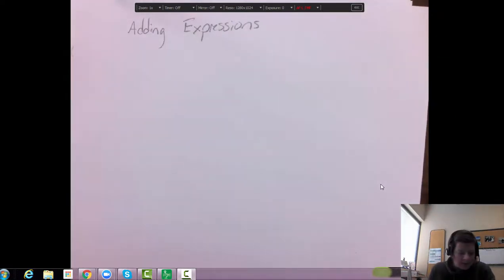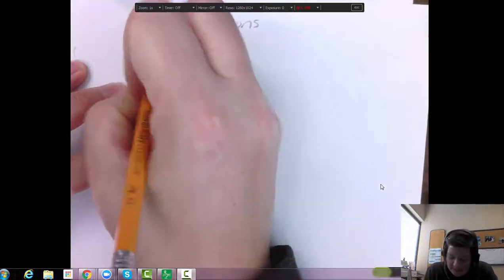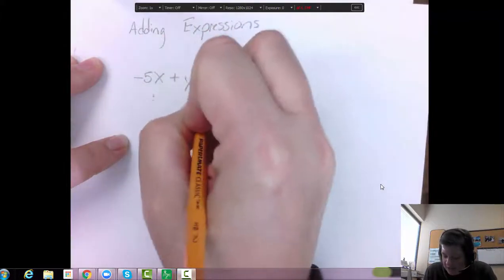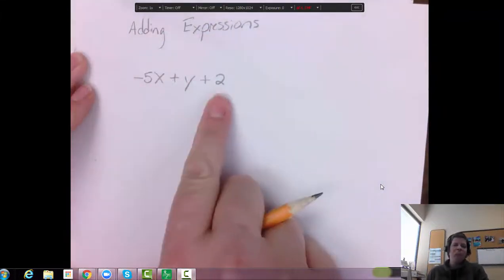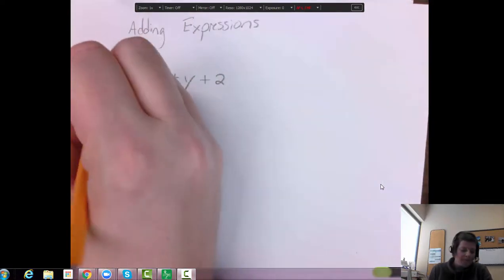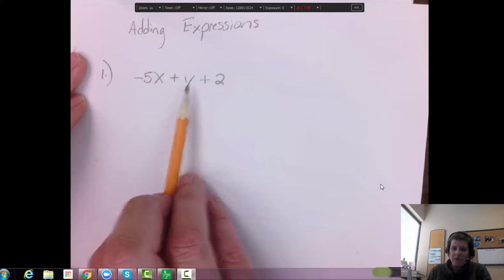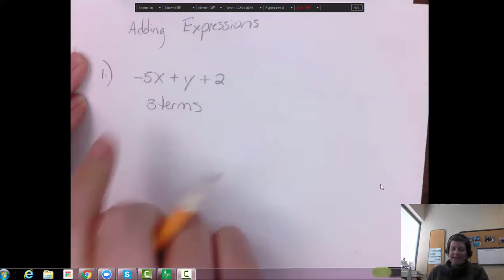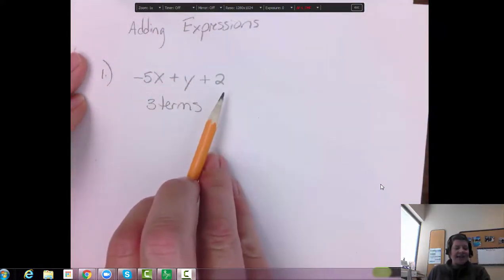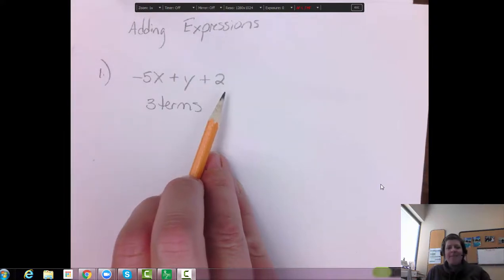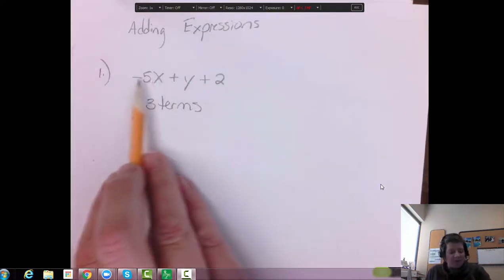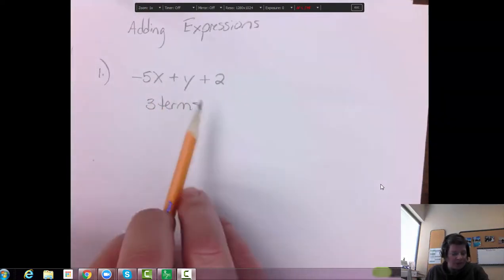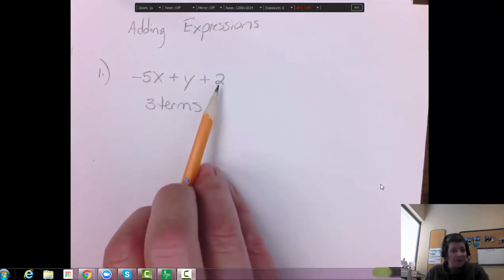So what is a term? First of all, let me give you an example. What if I have minus 5x plus y plus 2? This is an expression. There's no equal sign. This is my first example, and it has 1, 2, 3 terms. A term is between each plus and minus sign. You can have variables and numbers, and they can be multiplied or divided, but anytime you add, it turns into another term. So 3 terms are here, and a number can be a term also.